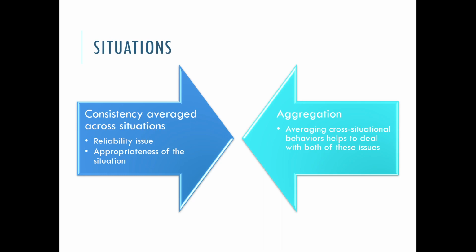Aggregation includes lots of different kinds of situations, so we get rid of the problem of the appropriateness of the situation. It helps to deal with the reliability issue because we're acknowledging that the measure may not be that powerful, but as long as we're applying it to lots of wacky, different, dissimilar situations, hopefully that reliability issue will go away.